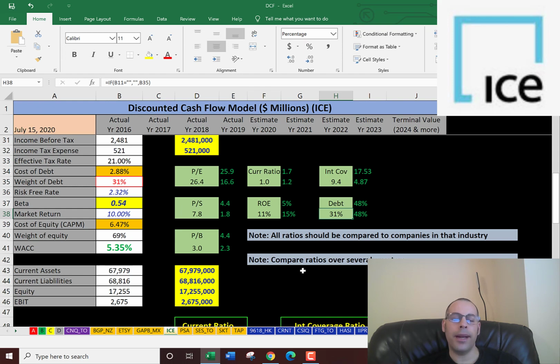A lot of it is dependent on how you feel the future of this company and the future of the stock exchanges are going to do.